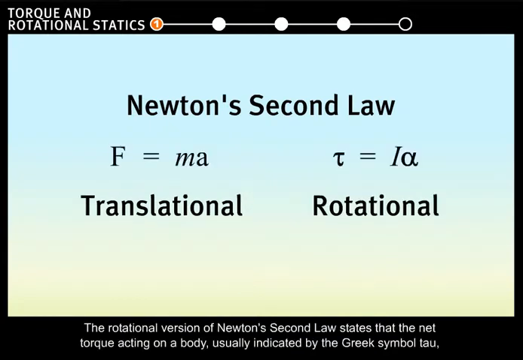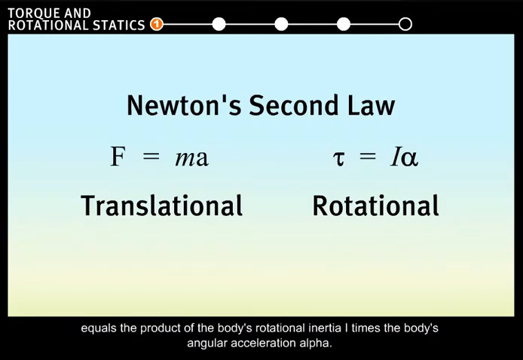The rotational version of Newton's second law states that the net torque acting on a body, usually indicated by the Greek symbol tau, equals the product of the body's rotational inertia I times the body's angular acceleration alpha.